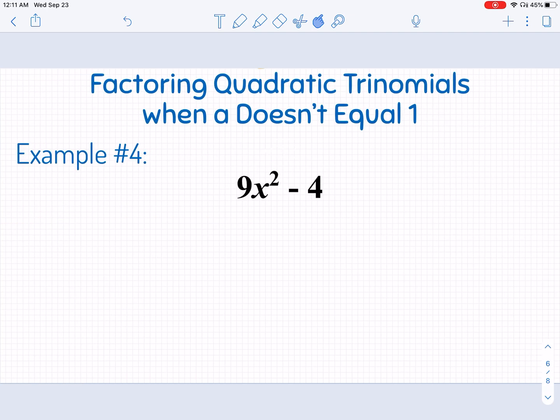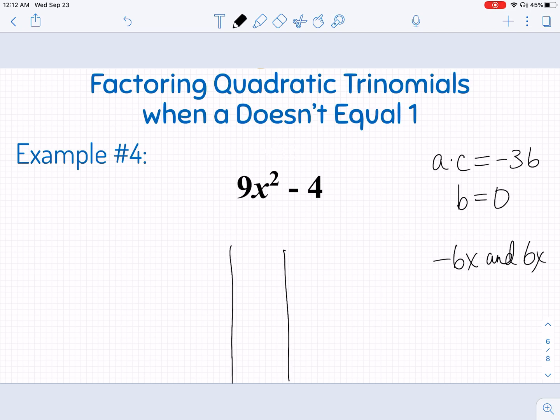Okay, so this last one looks a little trickier than it is. In this case, our A is 9 and our C is negative 4. So our AC is negative 36. And our B is actually 0. If you notice, there are 0 x terms. So factors of negative 36 that add to equal 0 are negative 6x and 6x.